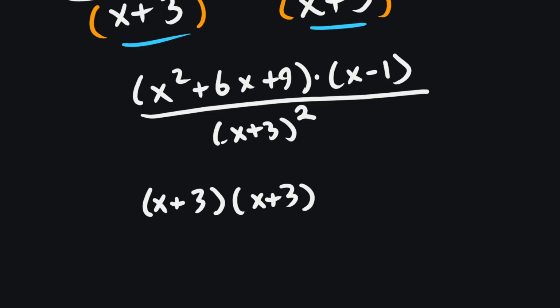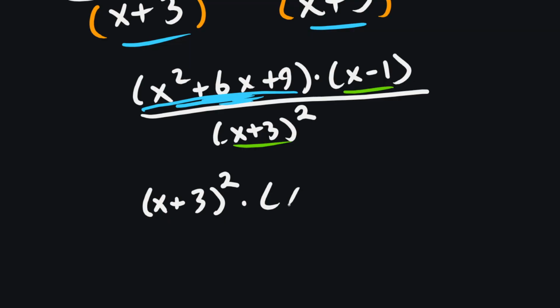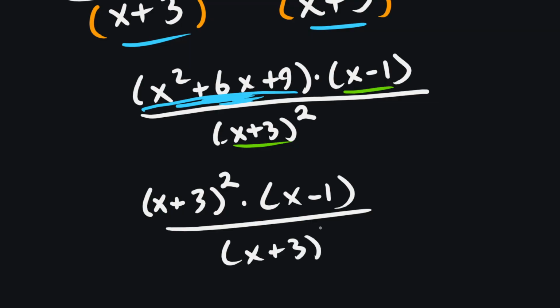So we have factored this trinomial up here to x plus 3 times x plus 3, and x plus 3 times x plus 3 is just x plus 3 squared. Anything times itself is just that number squared. You might see that this is a perfect square trinomial because it factors to a binomial squared. Let's write the rest of this down, so let's bring everything else: times x minus 1 over x plus 3 squared.